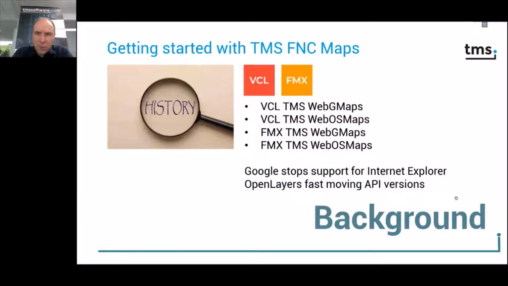At the same time, our Web OS Maps product was based on OpenLayers, and the OpenLayers framework has introduced new versions of the API at quite a high rate. We started the development for Web OS Maps when this OpenLayers API was at version 2.0, and I believe meanwhile they are at version 6 or 7, something like that, introducing breaking changes. So making a big move to a newer version of OpenLayers was also overdue.